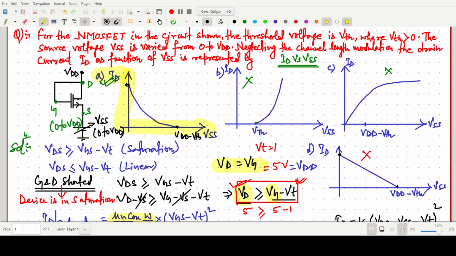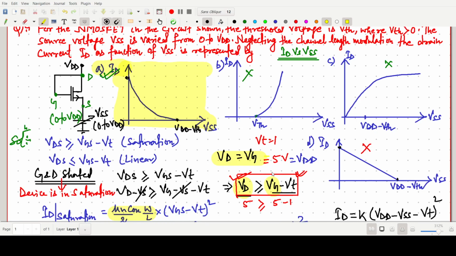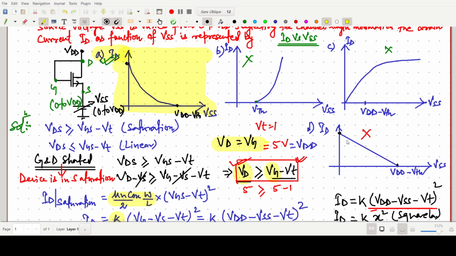This one is the correct graph for this circuit. It looks like the other one also follows the same, but here it is a quadratic one, so we have to go for this one. For VDD minus VTH it should follow like this. First we have to identify the saturation region when gate and drain are shorted. You can also identify it using this expression.